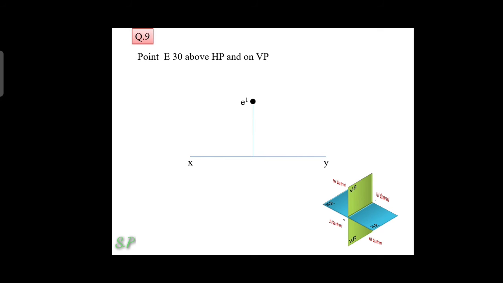And the point is on the VP. When you are watching the point from the top, the top view image will appear on the same projector, on the XY reference line. Locate the point on the XY reference line. That is the point E.